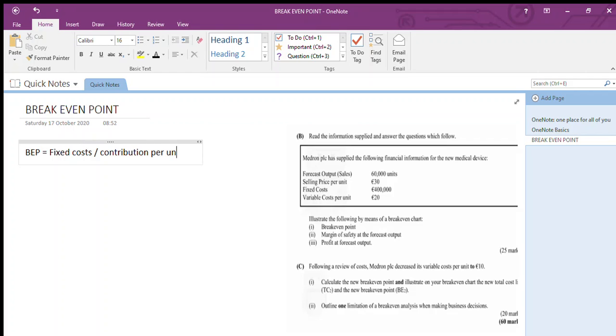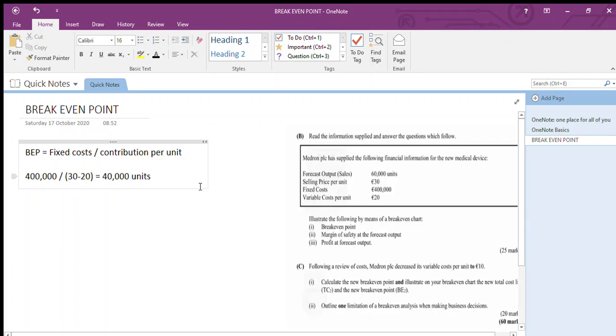We know contribution per unit is my selling price minus variable cost, which would be 30 euro minus 20 euro. So therefore my contribution per unit will be 30 euro minus 20 euro. The fixed costs are 400,000 given here. So 400,000 divided by 30 euro minus 20 euro, so 400,000 divided by 10 should be equal to 40,000 units. It's my break-even point, and it's in units.